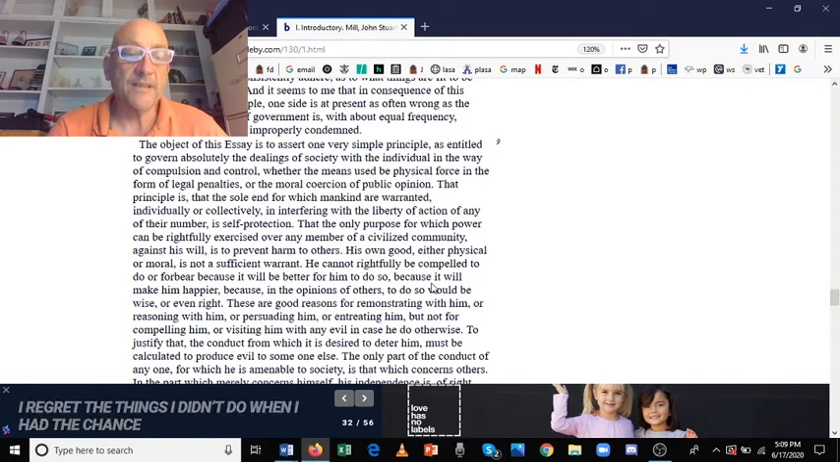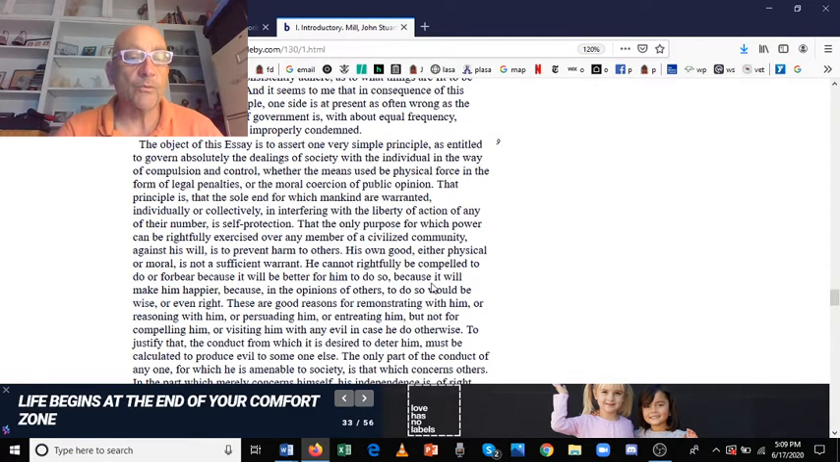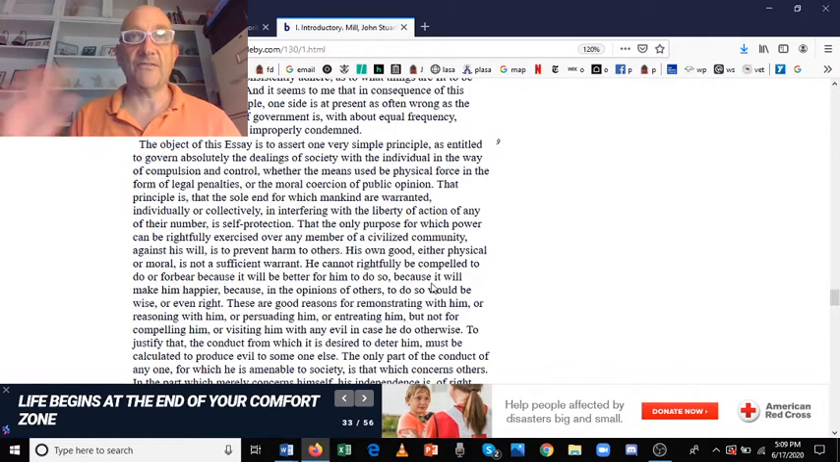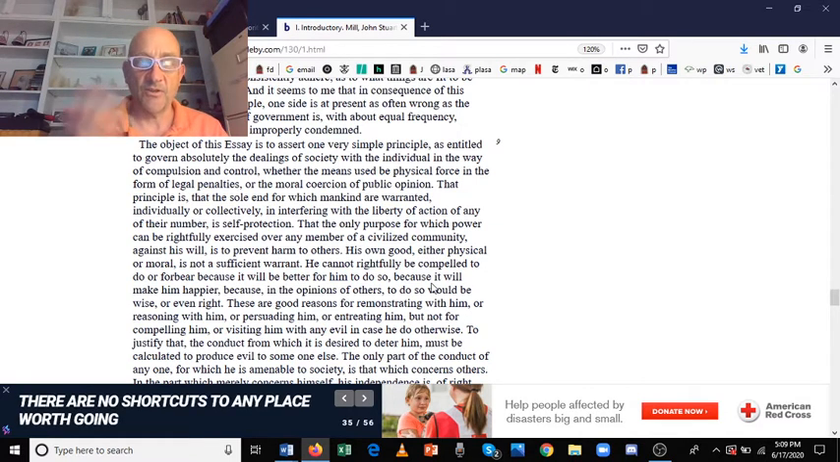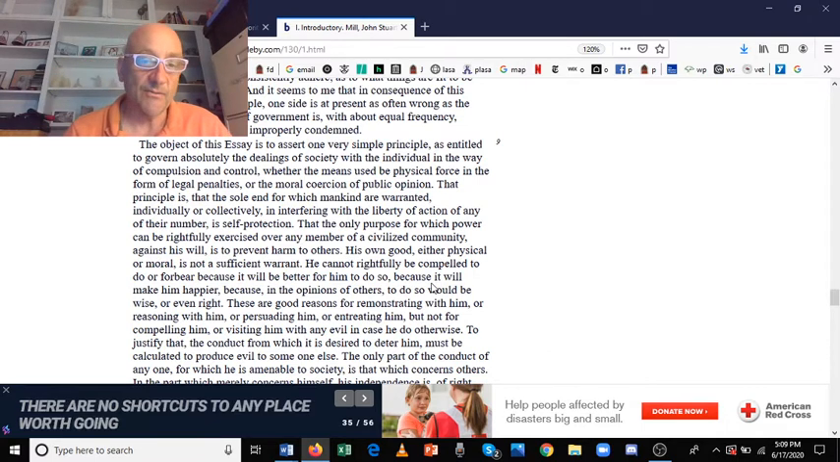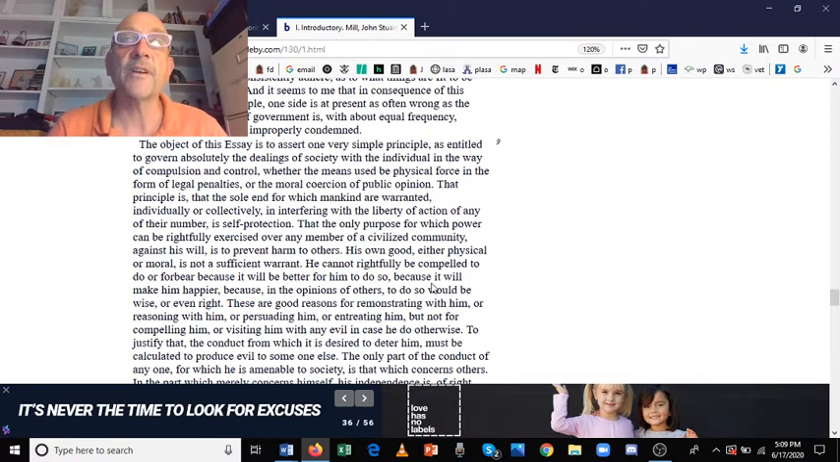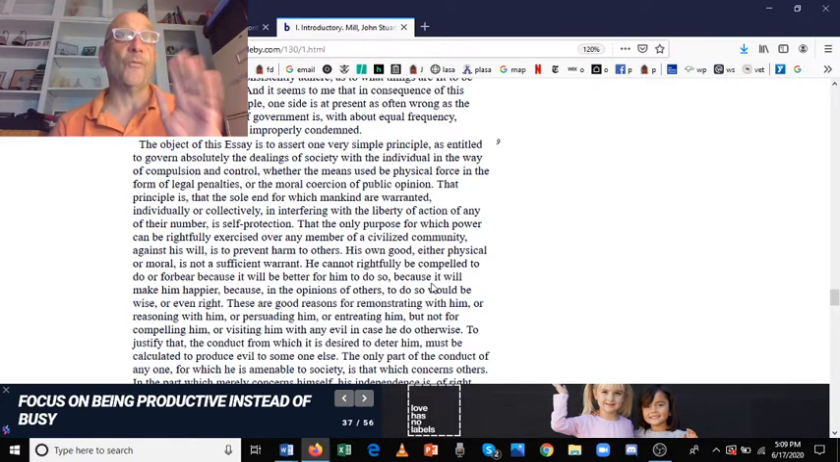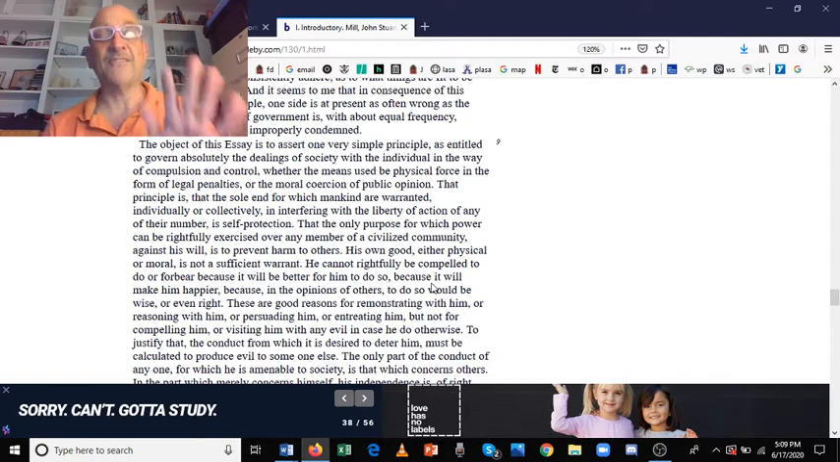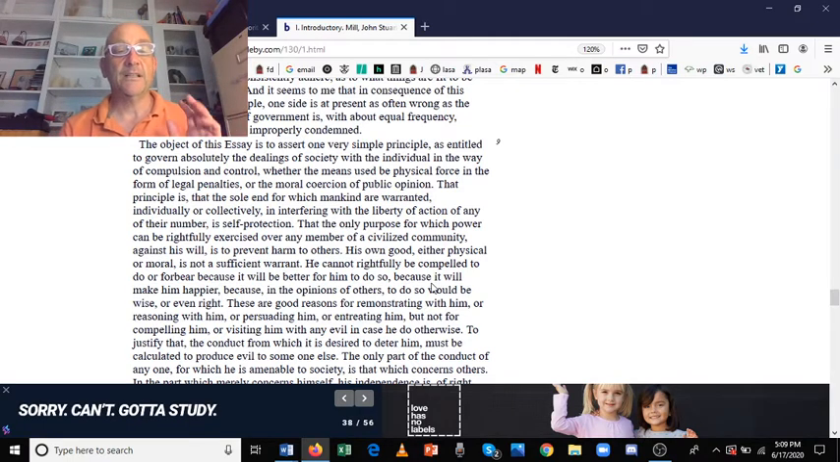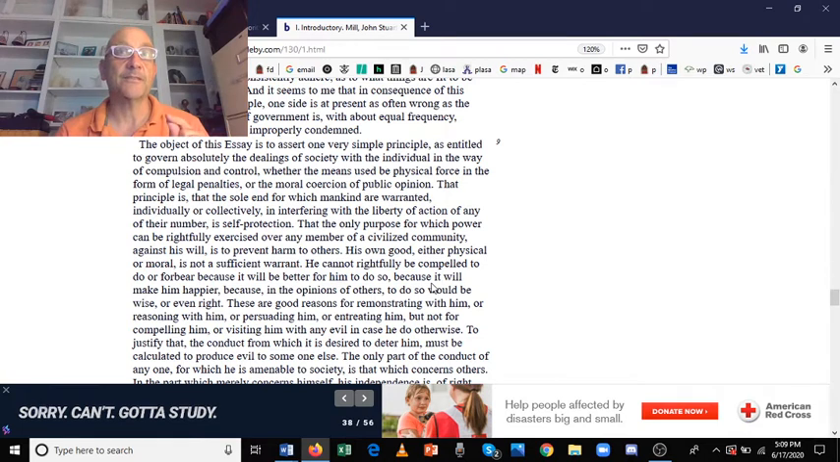Next sentence. The only purpose for which power can be rightfully exercised, so he's admitting you could exercise power illegitimately, over a member of a civilized community, so we're talking about post-industrial 19th, 20th century Europe, United States, anywhere else, against his will, is to prevent harm to others. So if you don't want me stepping on your toes and forcing you what to do, you have a right for me not to force you to do something, only if you're preventing harm to somebody else.